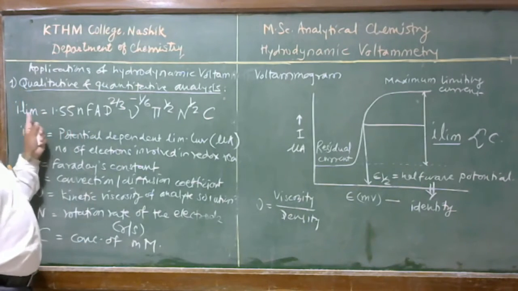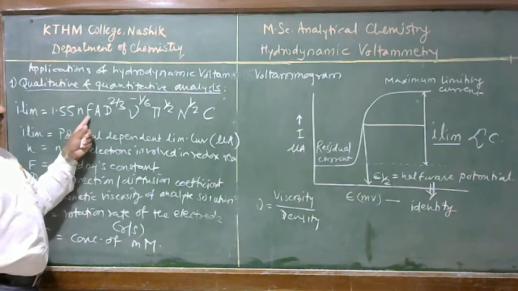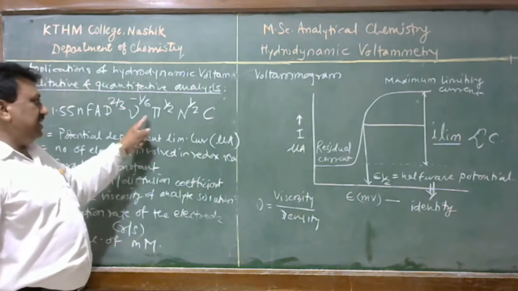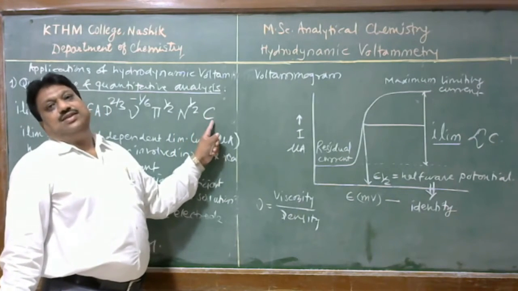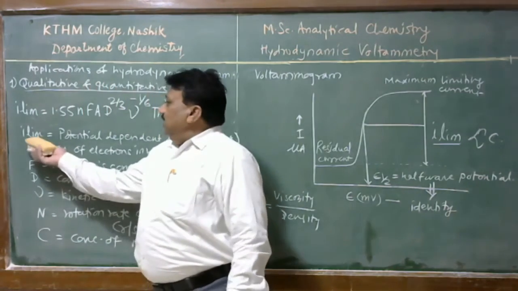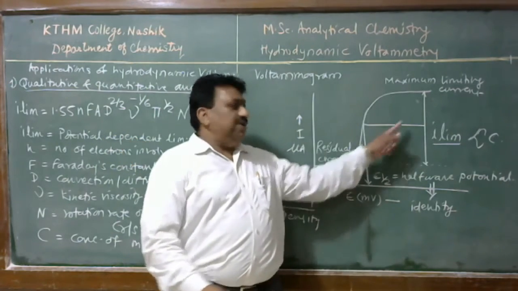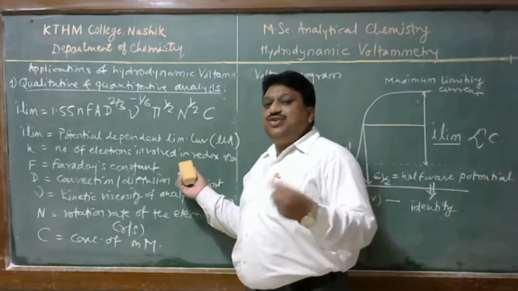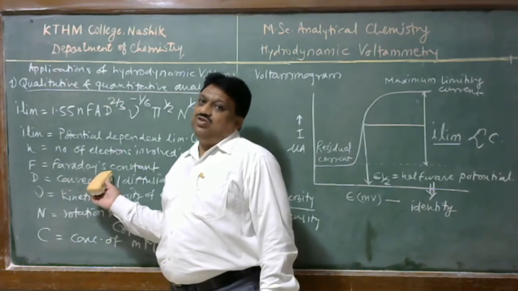In this equation, limiting current is equal to 1.55 n F A D^(2/3) mu^(-1/6) N^(1/2) C, where i is the potential dependent limiting current which is recorded by using this voltammogram. n is the number of electrons involved in the oxidation or reduction process. F is Faraday's constant, that is 96500 coulomb.